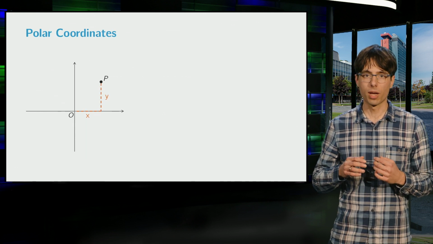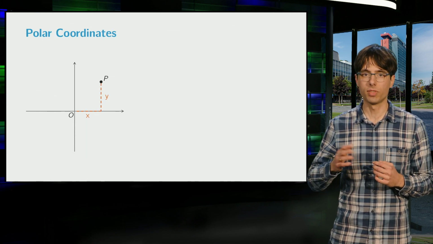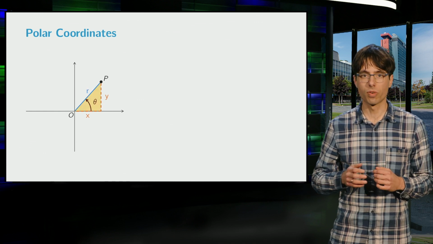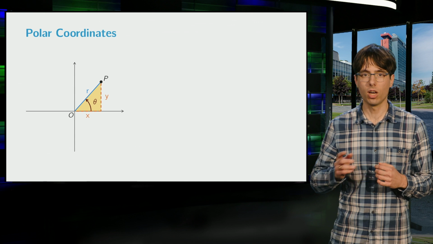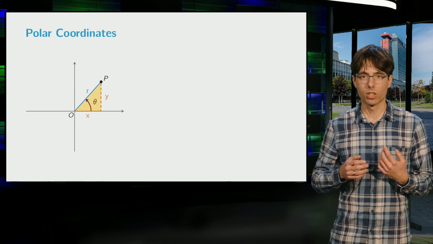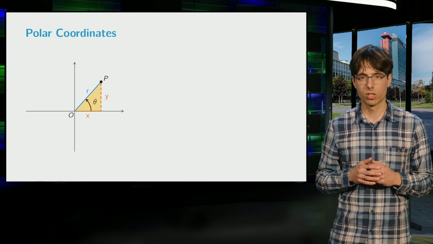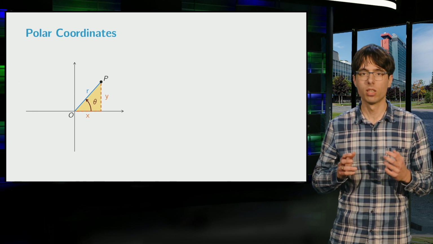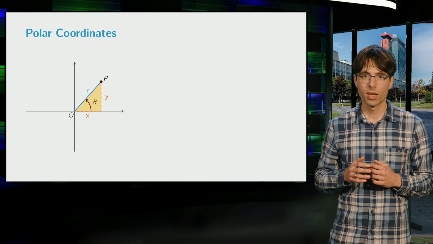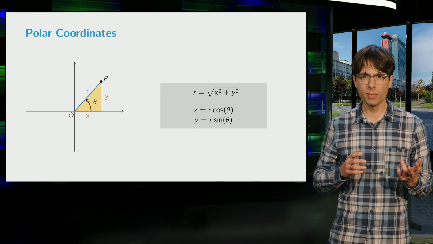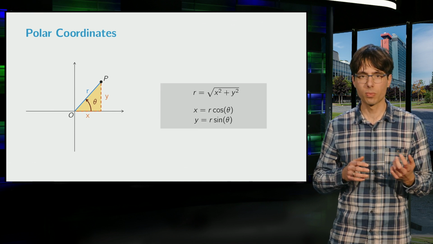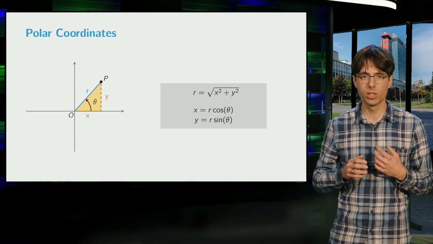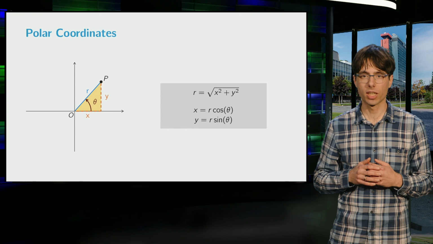Normally, you describe points in the xy plane by means of the x and the y coordinate. Instead, you can also describe a point by two other coordinates, r and theta, which are known as the polar coordinates. The radius r is defined as the distance from the point to the origin. In a formula, this means that r is the square root of x squared plus y squared. In addition, the angle theta is the angle between the point and the positive x-axis.